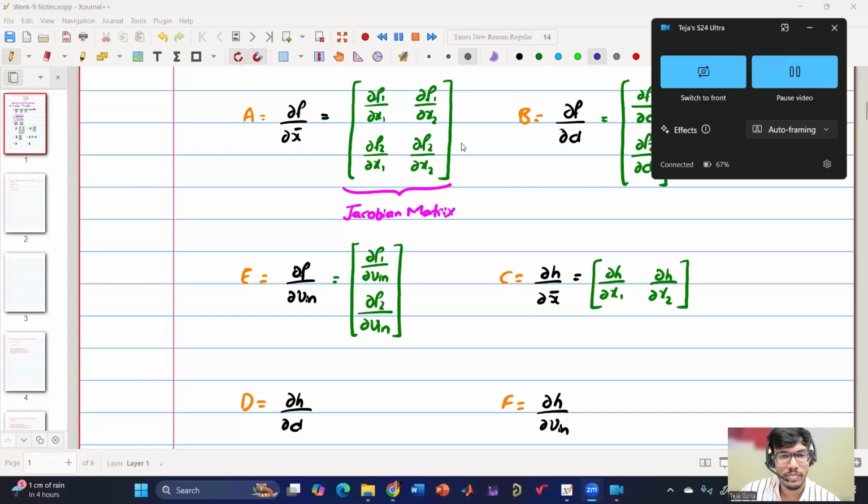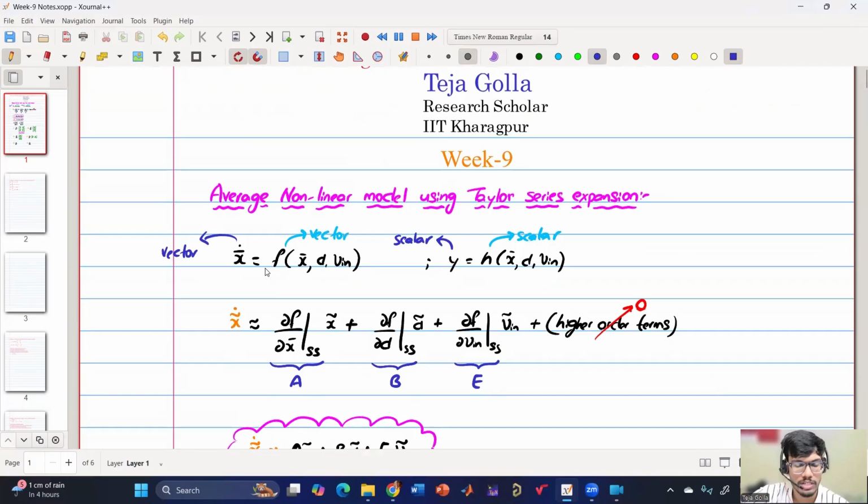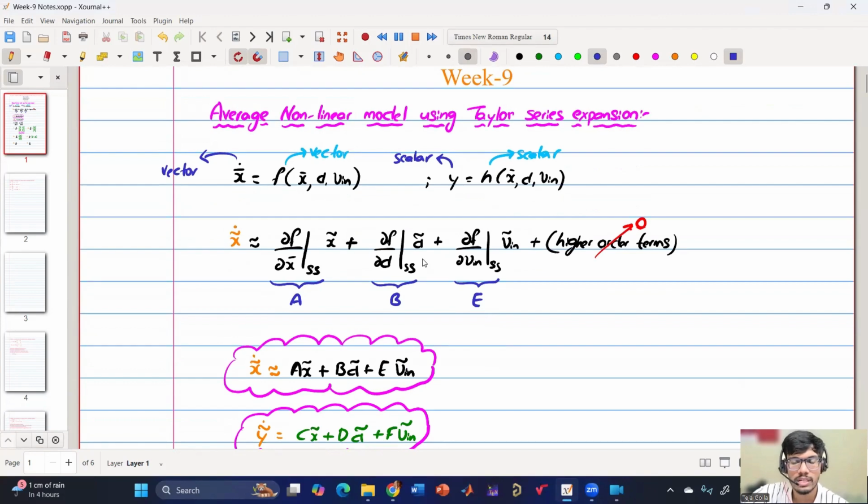So let me quickly summarize what we have discussed. Before getting into the dynamics of the system, I started by discussing the nonlinear model and how we are going to linearize it around a Taylor series expansion. This is all what we have studied earlier. We are given a function for the state vector as well as the output, which is a scalar. If we linearize it around an equilibrium point, we get the small signal model, something like this, and higher order terms we are ignoring, considering them to be zero.